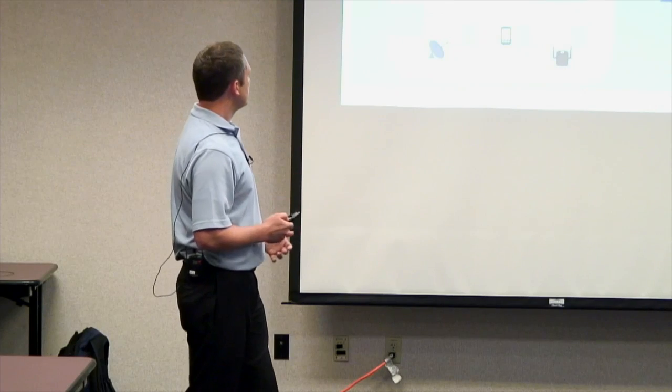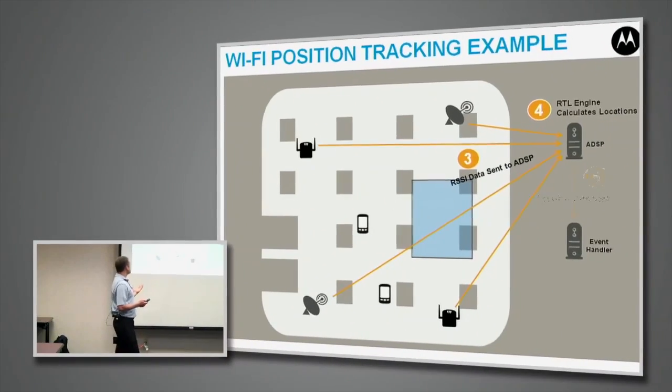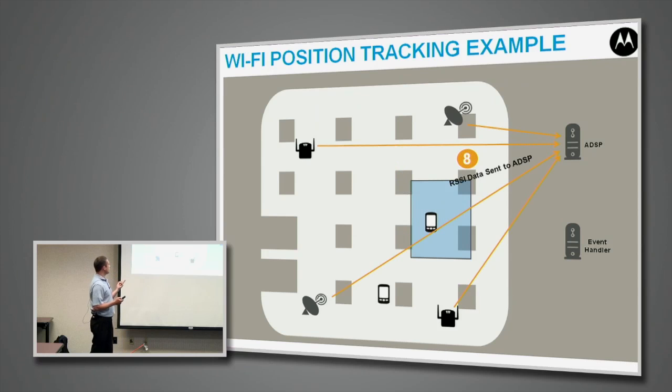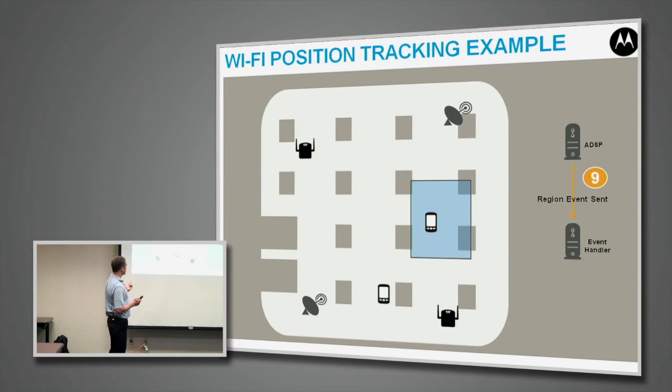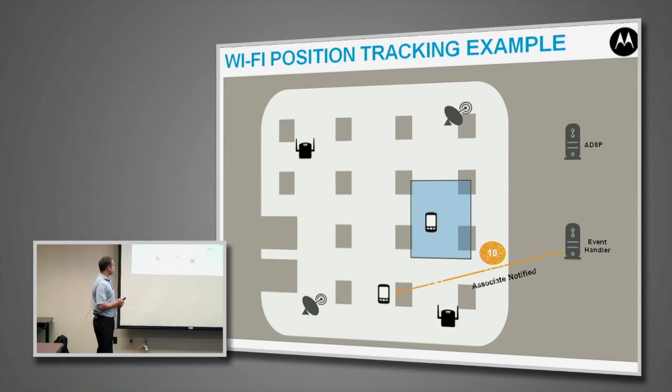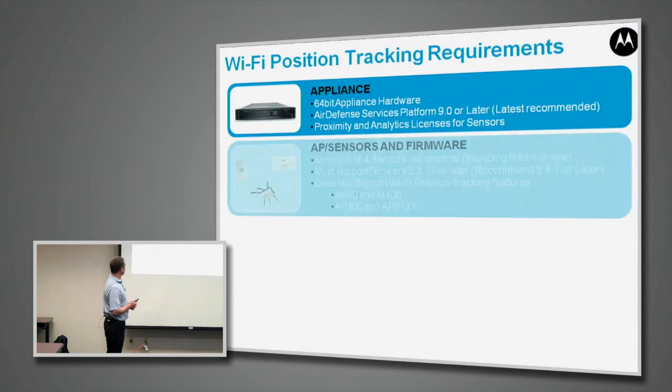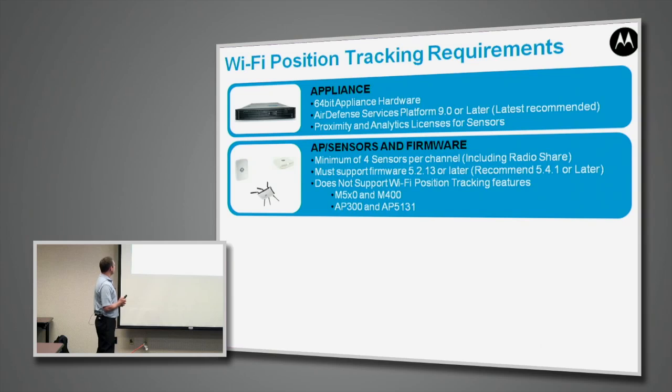Another example: we can detect basically the same way as presence, but now we have these regions, and when a device enters a region geofence, I'll talk about that in a minute, we can generate other notifications. It's the same requirements. It is not supported on the older Air Defense sensors, so it requires the newer APs. It's not supported on the older APs or the old Air Defense sensors.